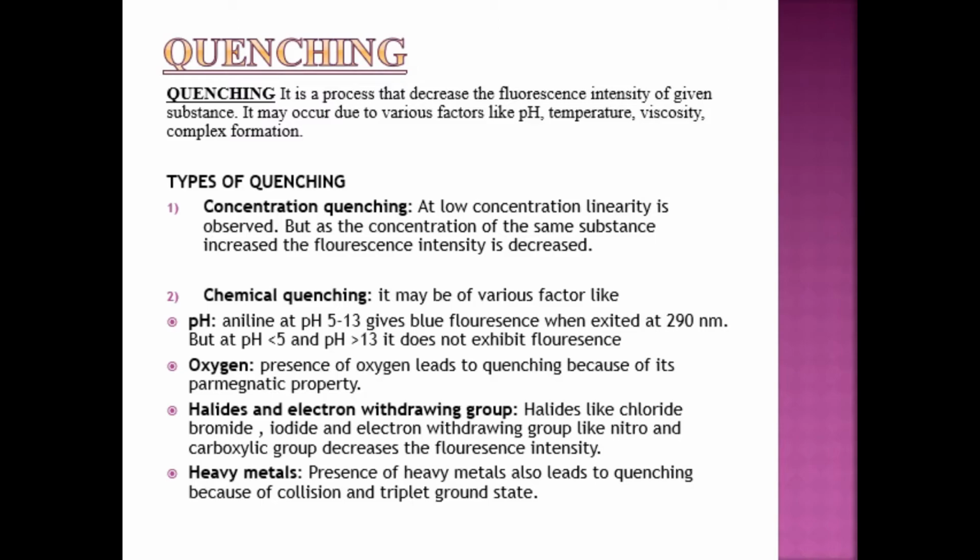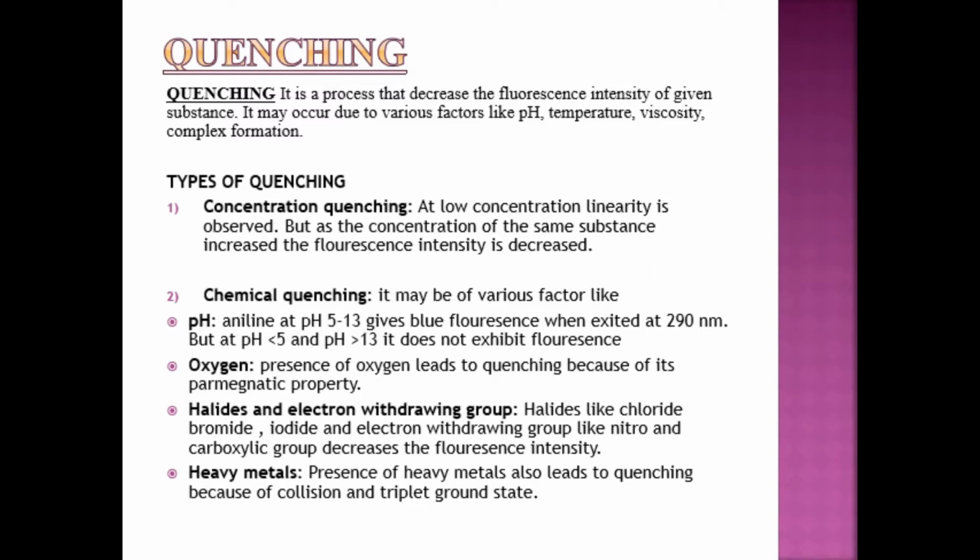The second one is chemical quenching. It may be due to various factors like pH. Aniline at pH 5 to 13 gives blue fluorescence when excited at 290 nm. Another factor is oxygen. The presence of oxygen leads to quenching because of its paramagnetic property.